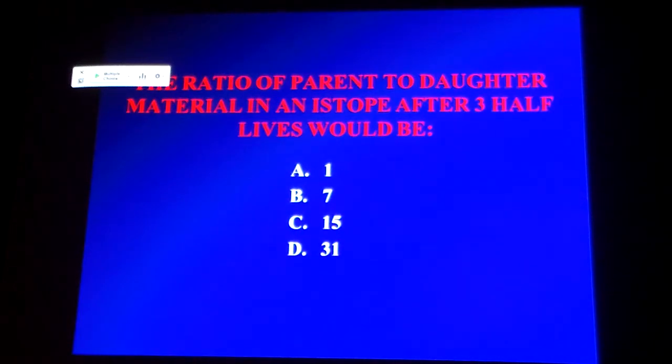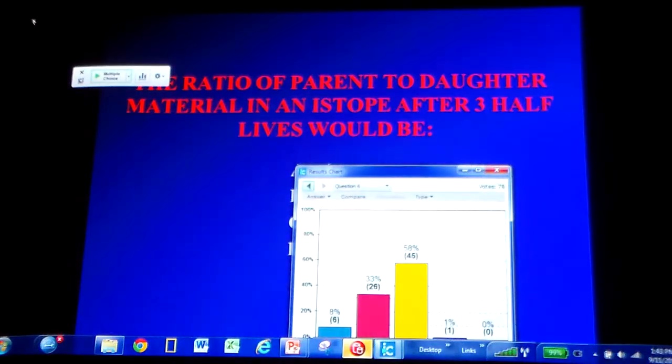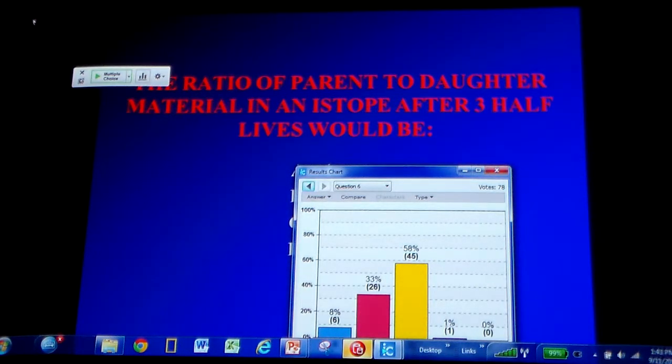Okay, the ratio of parent to daughter material in an isotope after 3 half-lives would be. I'm not asking what the fractions are. I'm asking you to divide that out and give me the ratio. Split there between B and C.